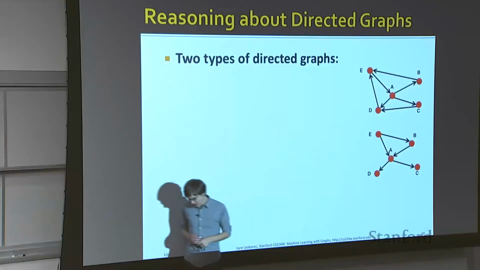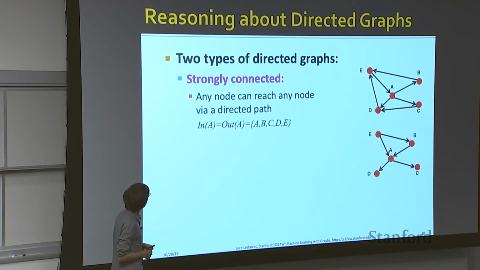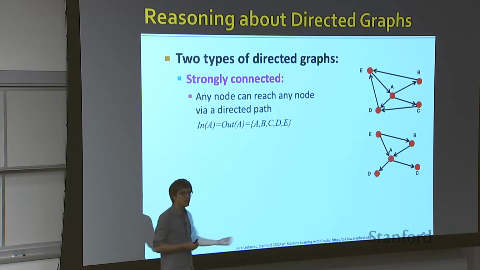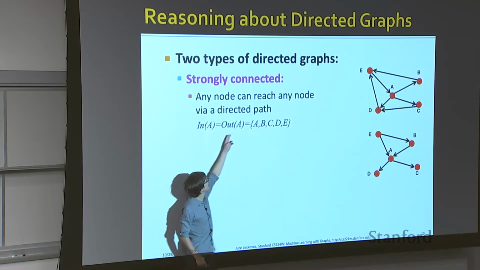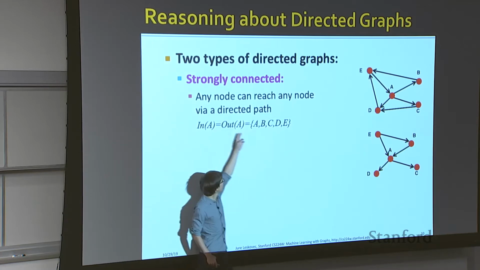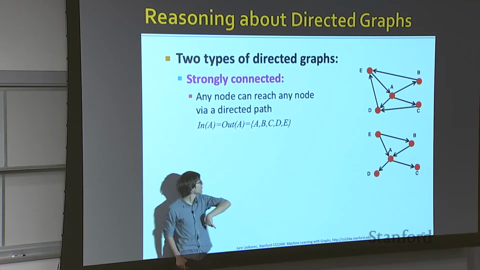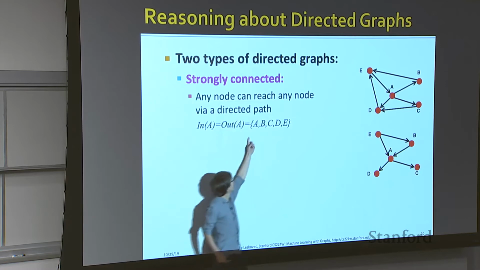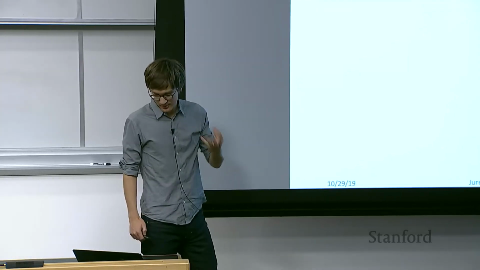The second thing is that there are two types of directed graphs. There are directed graphs that are strongly connected, and we already talked about that, which means that any node can reach any other node. So the in component of a given node and the out component of a given node are both all the nodes of the network. If I can reach everyone and everyone can reach me, then in and out will be the same. And because I can reach everyone, this should be everyone. So that's the strongly connected directed graph.